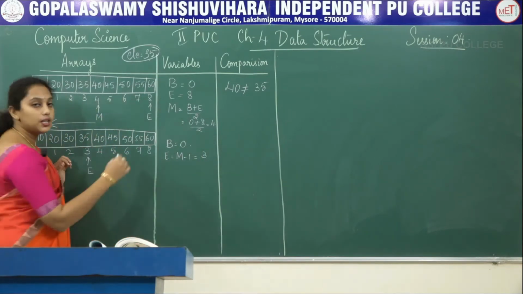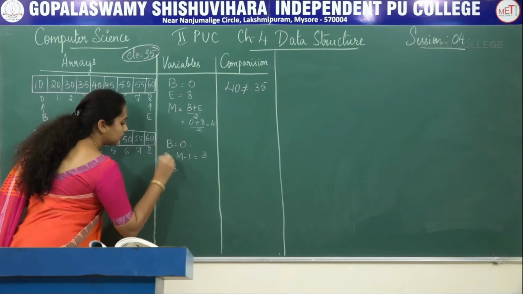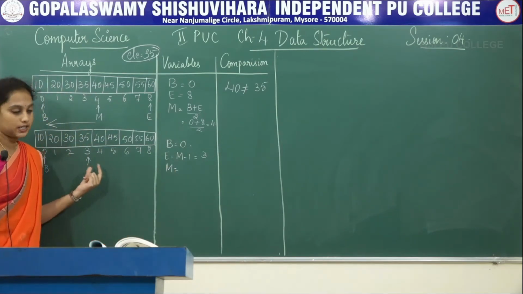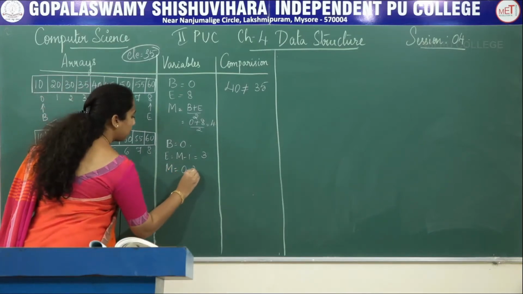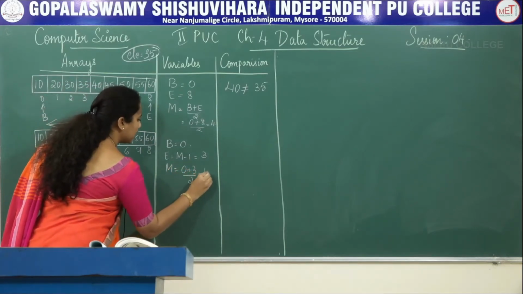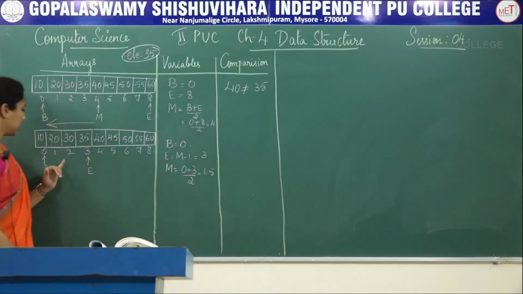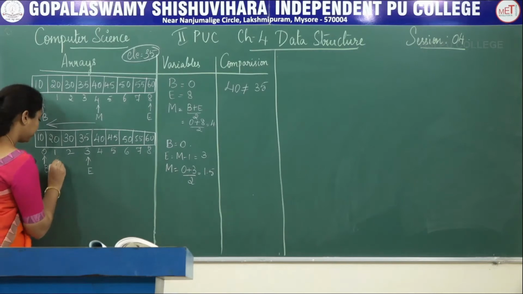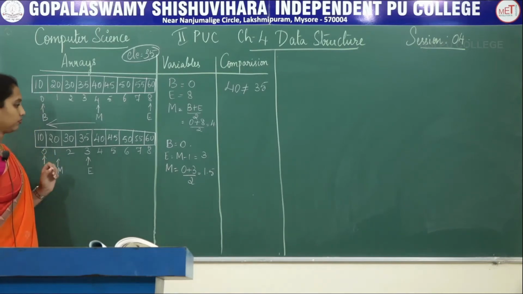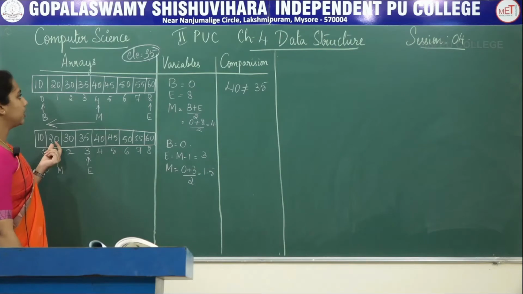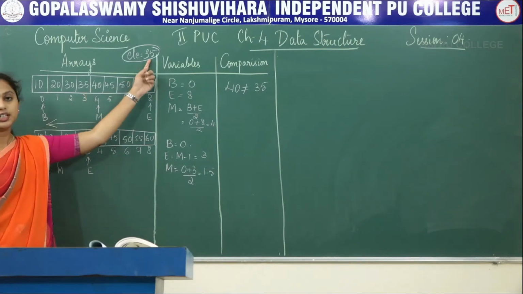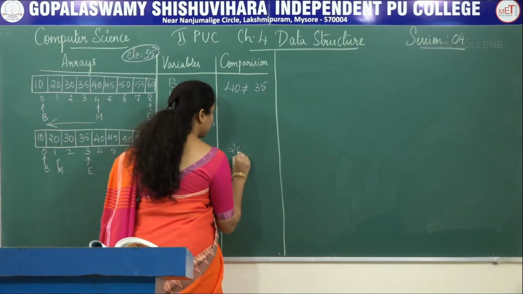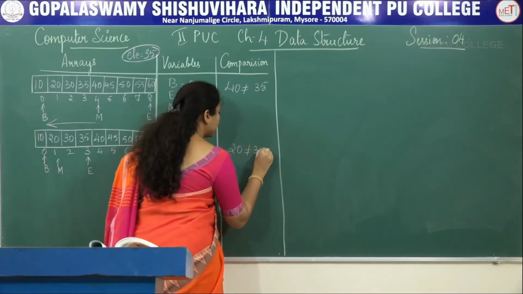Next, find the middle position. How to find the middle position? 0 plus 3 by 2, that is 1.5. So consider 1 as the middle element. Check whether 20 is equal to 35. 20 does not equal 35.